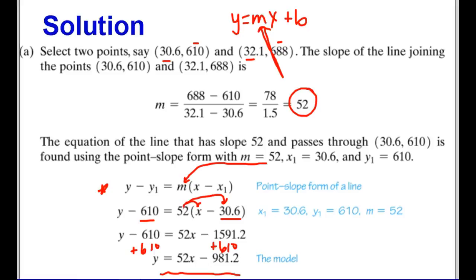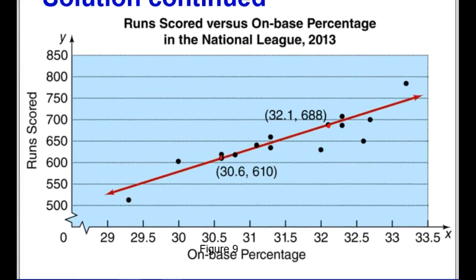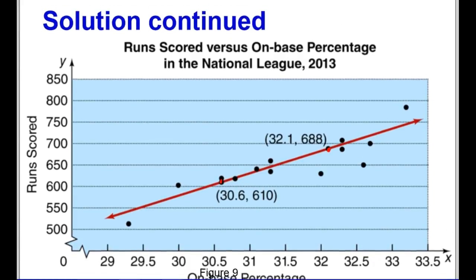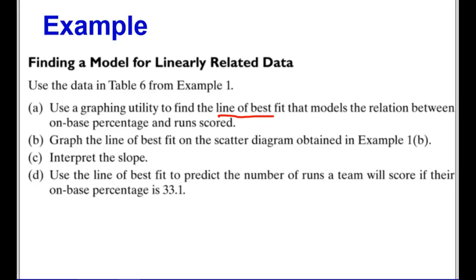If we look back at the data, we can see that our x was the on-base percentage. So for every 1 increase in on-base percentage, the runs scored goes up by approximately 49. That's interpreting my data and the slope of my line. Now I can also use the line of best fit to predict the number of runs a team will score if their on-base percentage is 33.1. I can use either my graph or the equation, either one.